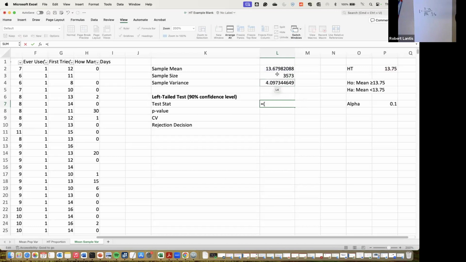I'm just using Excel to be my calculator here, and I'll reproduce this. So we're just going to take my sample mean, subtract the assumed true mean, divide that by the square root of my sample variance divided by my sample size. Hit enter, it'll close the parentheses for me, and I get negative 2.07 approximately.